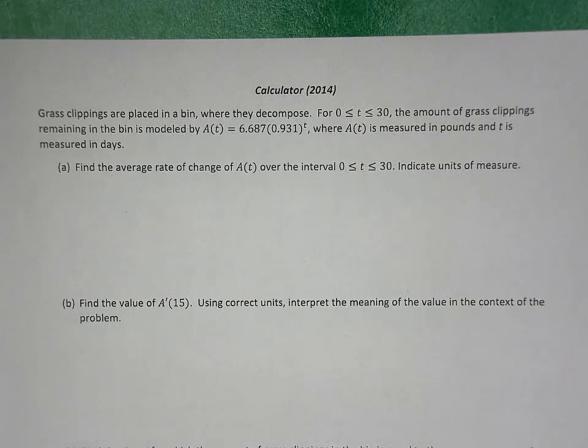Okay, so here we go. Grass clippings are placed in a bin where they decompose. For 0 to 30 days of time, the amount of grass clippings remaining in the bin is modeled by that function, where A of t is measured in pounds and t is measured in days. Okay, so we're doing 3.